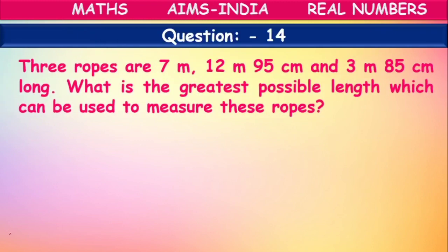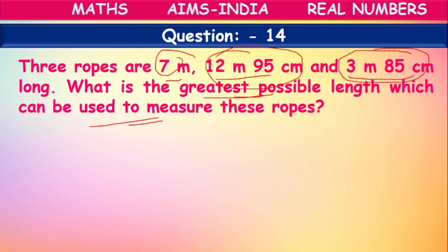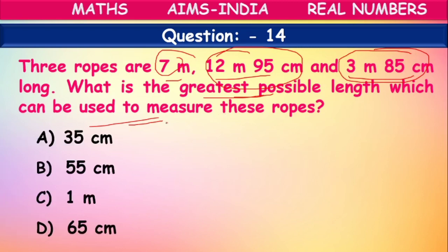So okay children, next. 3 ropes, 7 meter, 12 meter 95 centimeter, 3 meter 85 centimeter. So what is the greatest possible length which can be used to measure the ropes? So we have to find the greatest possible value which can be used to measure the ropes. So here let's first change them into same units.